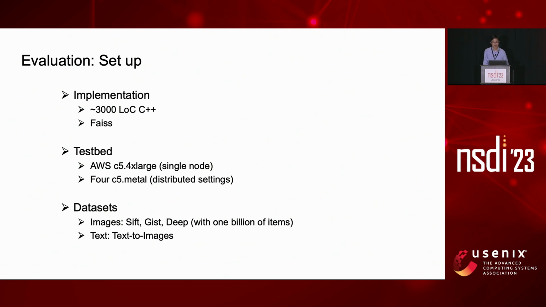With this design, we implement a prototype of Auncel with about 3,000 lines of code in C++ and integrate it with Faiss. Our evaluation is performed on a C5.4xlarge instance in AWS and 4 C5.metal instances to support the billion-scale datasets. We use 4 vector databases for evaluation, SIFT, GIST, and DEEP with 1 billion items, which are converted from images through different ML models. And the text dataset is converted by a multimodal model. Our baseline systems are Faiss and LAET.